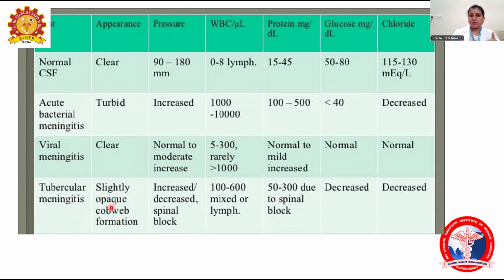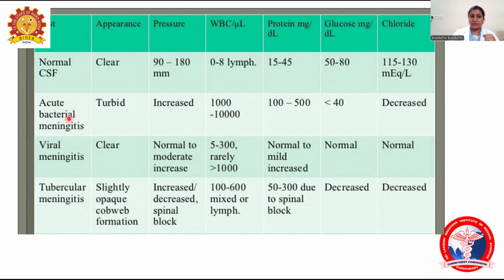According to the differential, bacterial meningitis will have more polymorphs, they will be full of polymorphs. In viral meningitis, they are lymphocytes. Similarly, in tubercular, initially they will have polymorphs, and later it turns into lymphocytes. So next is the protein. What about the protein? Normal CSF has 15 to 45 mg per deciliter.